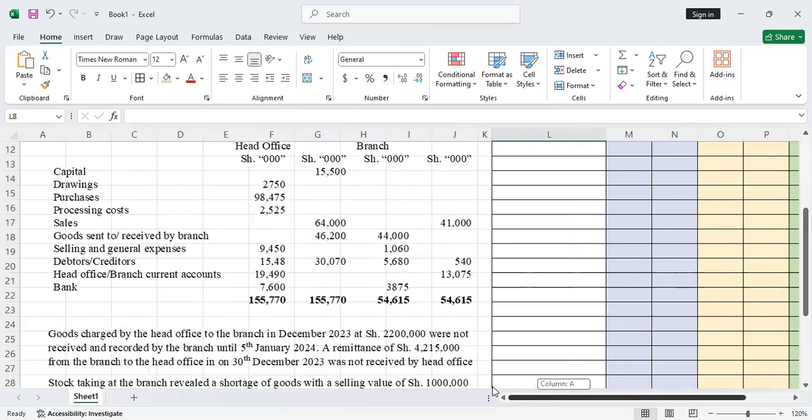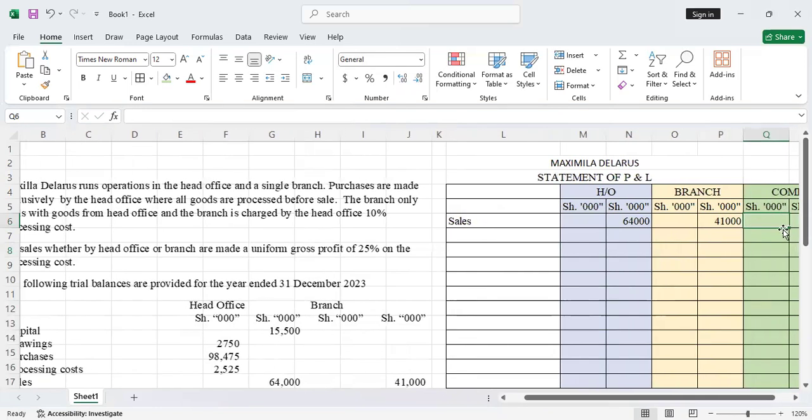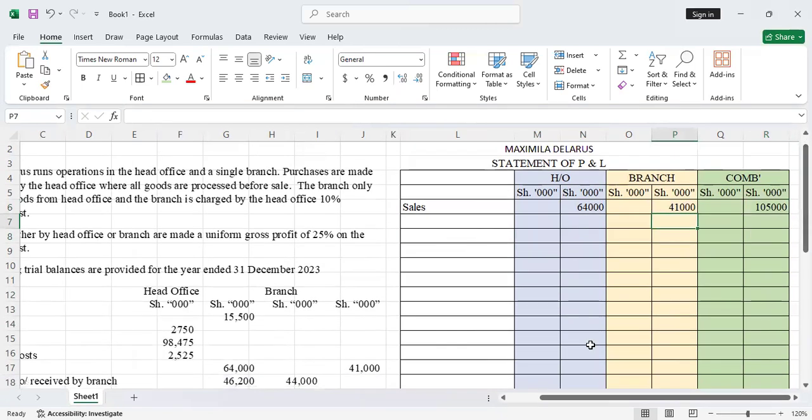So we'll be doing this quite much. Sales, you can see 64,041. So for the branch, 41. And then we know what to do. Now, the sales for the entire, or rather for the combined business, amount to that much. Okay?